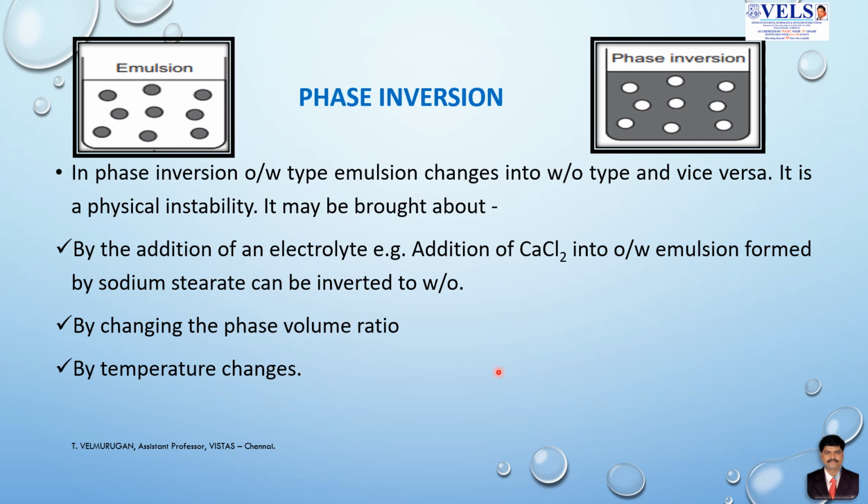The continuous phase is 70%, and the dispersed phase, meaning the discontinuous phase, is 30%. This is the normal phase volume ratio. So more than 70% of the continuous phase may lead to an incorrect phase volume ratio. Next, temperature change. Temperature change can also lead to phase inversion.